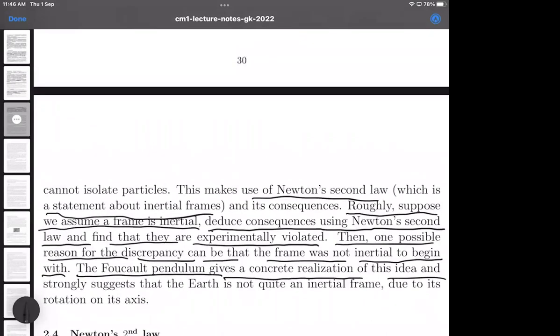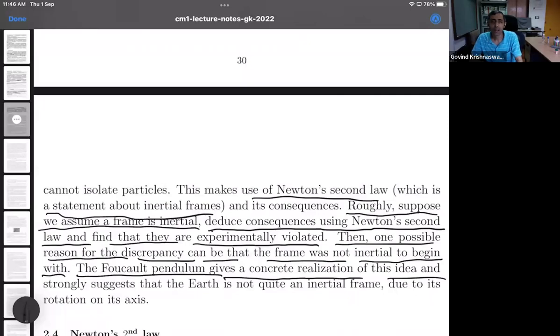Can we ever find any frame that is absolutely inertial? For example, Earth is not. See, this question of absolutely inertial is not physically meaningful, right? We never have infinite accuracy in any measurement. So it's not a meaningful question. You give your tolerance, I answer your question to that tolerance.